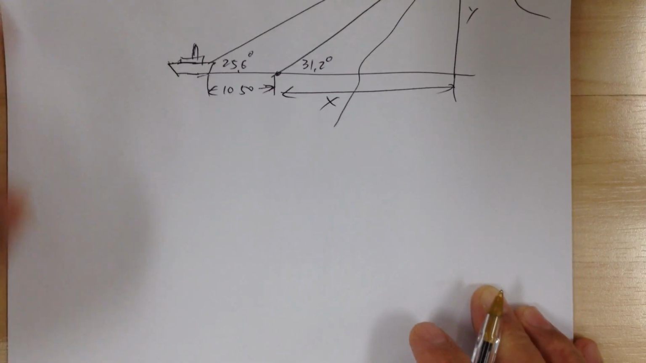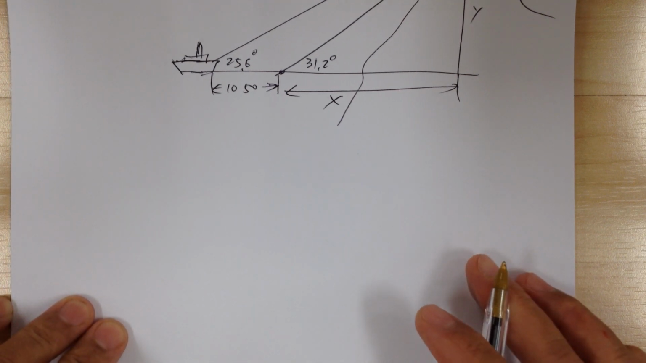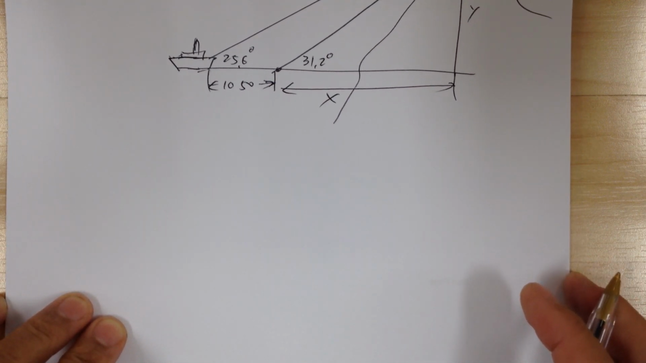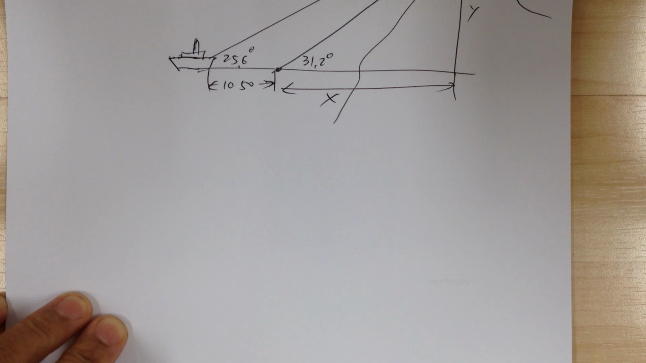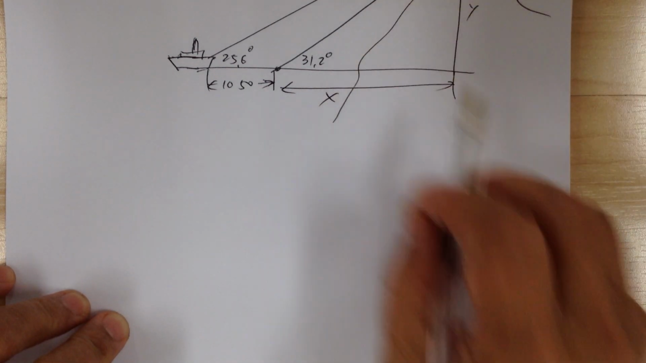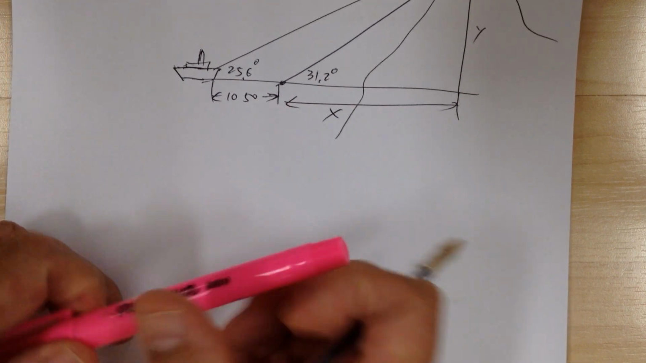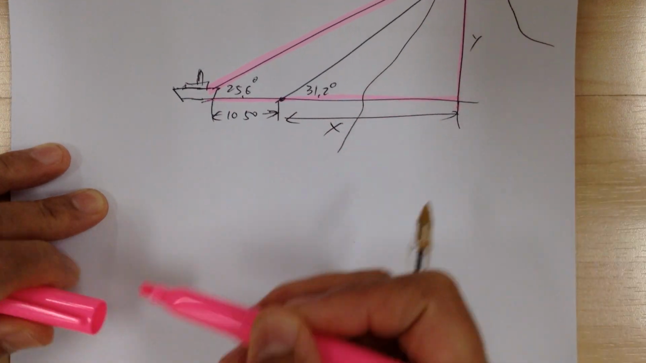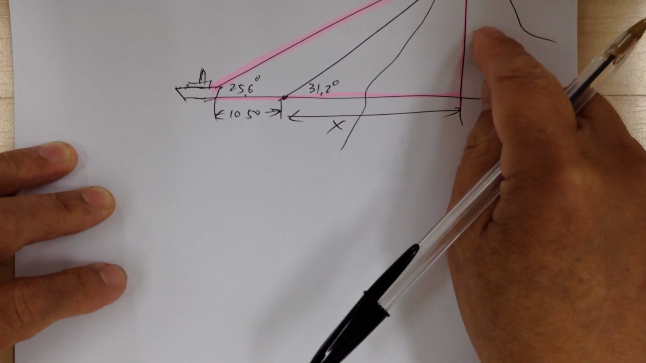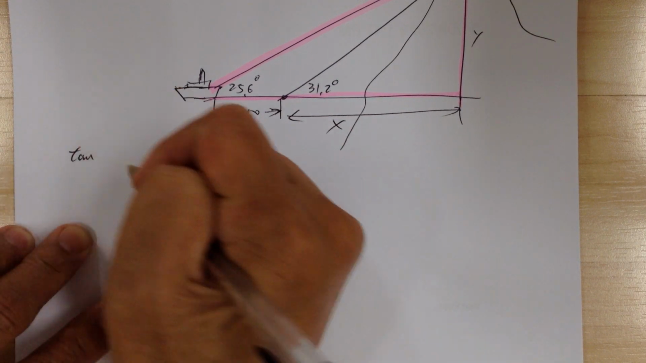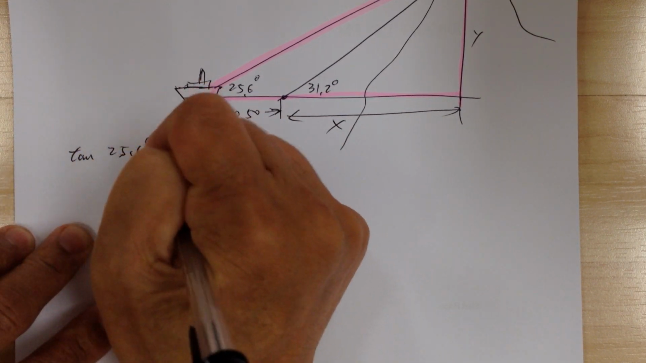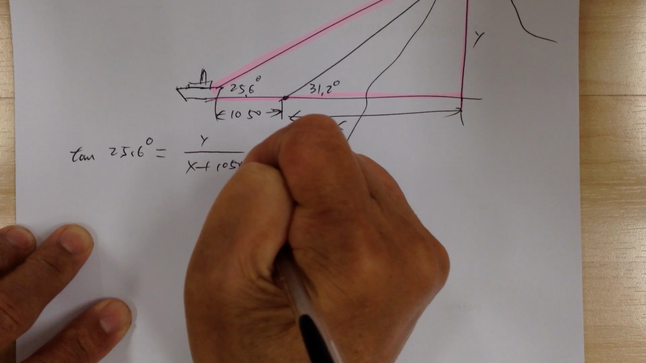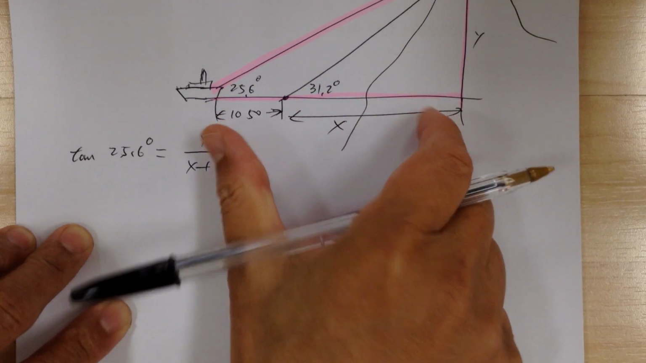Now, most of the students are not comfortable with cotangent. In the book they use cotangent, which is a little bit easier, but most students are not comfortable with it, so we're just going to use tangent instead. We're going to look at this big triangle first. Tangent is this over this, right? So you got tangent of 25.6 degrees is equal to y over x plus 1050. Again, tangent is the opposite over adjacent.